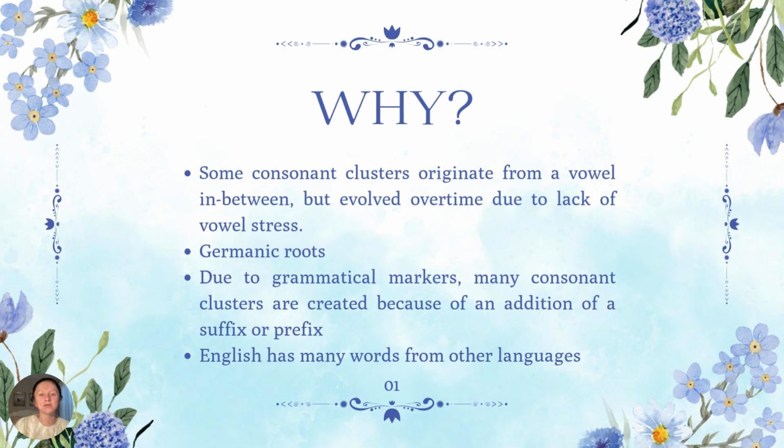So some consonant clusters originate from when a vowel used to be in between the consonants. Back in Old English, when you said a word, there might have been a vowel between a T and an N, or N and T, but they might not have said it, so it might have just gone from like net to nt, you know? So it's that lack of vowel stress that brings us to where we are today with consonant clusters.